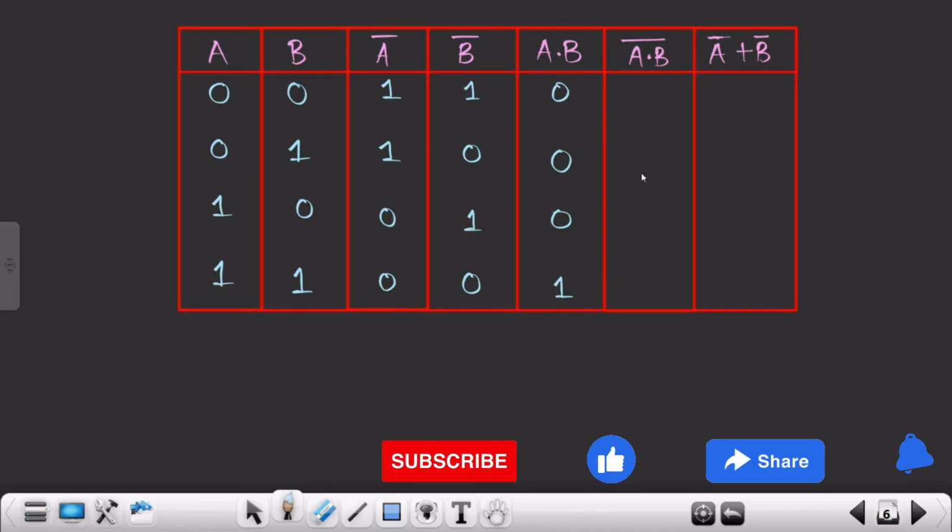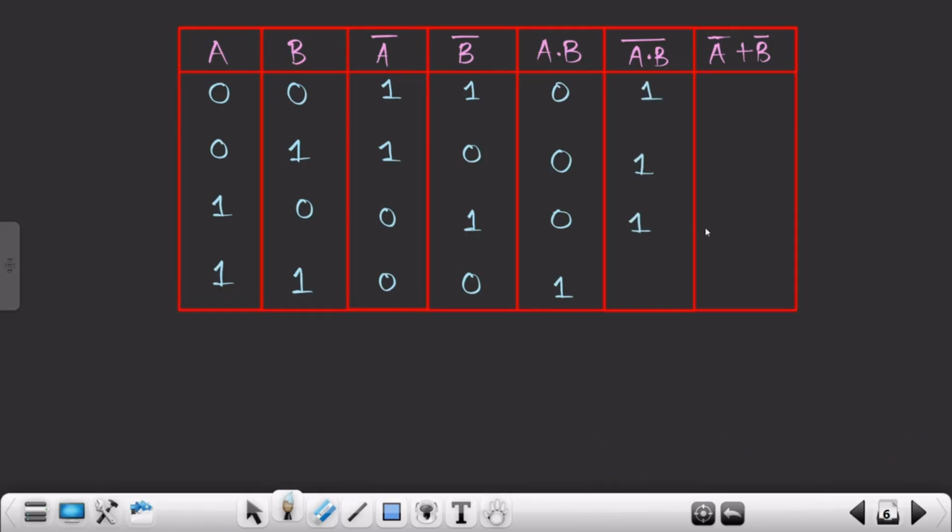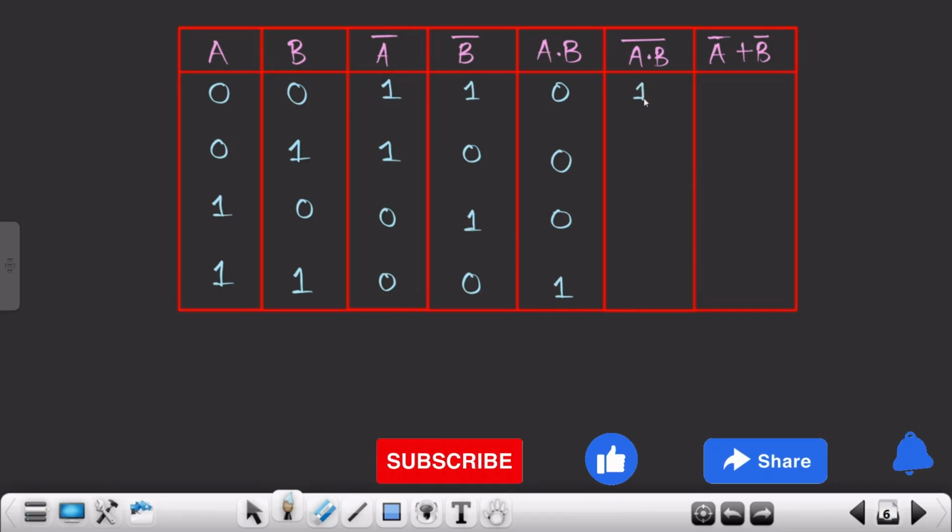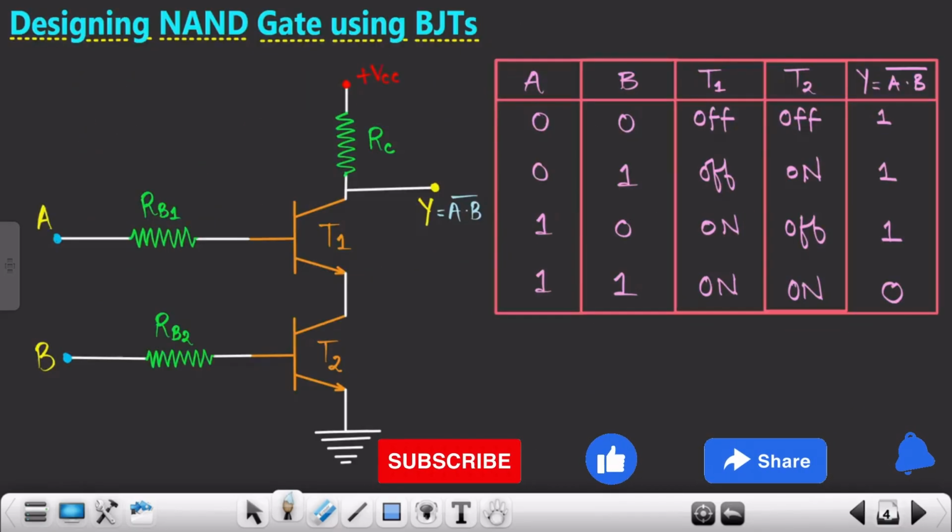Now we have to take the negation of this set of logic. A into B is 0 0 0 and 1, three zeros and one. So when I'm feeding this to the NOT gate, it would be 1 1 1 and 0, right? So A into B the whole bar would be 1, 1, this would also be 1. Just a second, let me align it properly. This is 1, this is also 1, this is also 1, but this would be 0. This is what we saw in the previous session. This was the truth table of the NAND gate. As you can see over here, this is the truth table of the NAND gate.